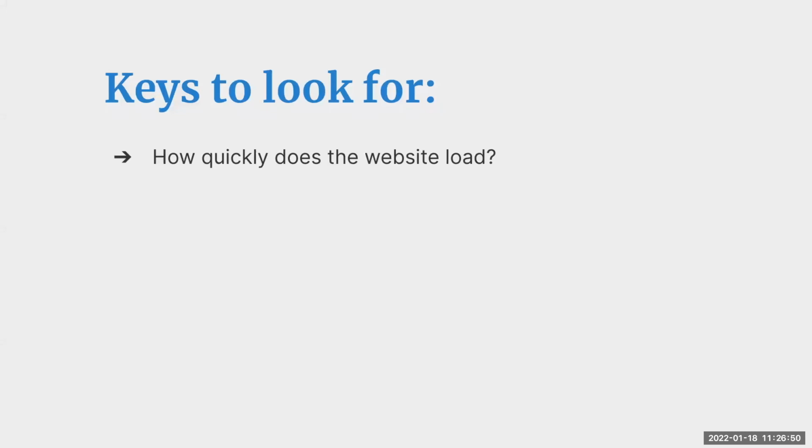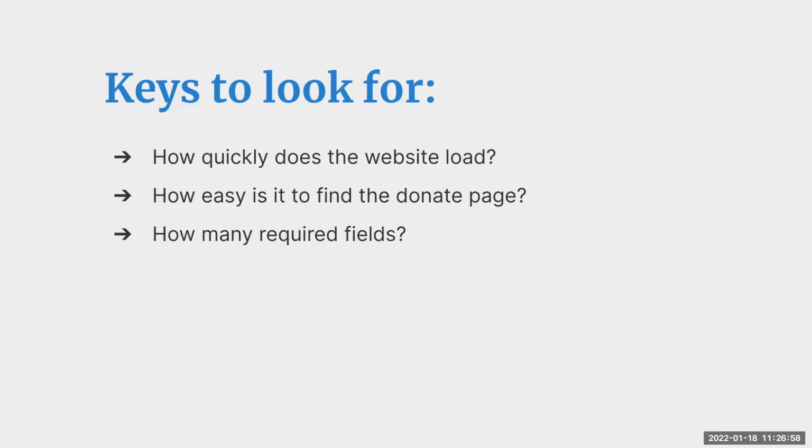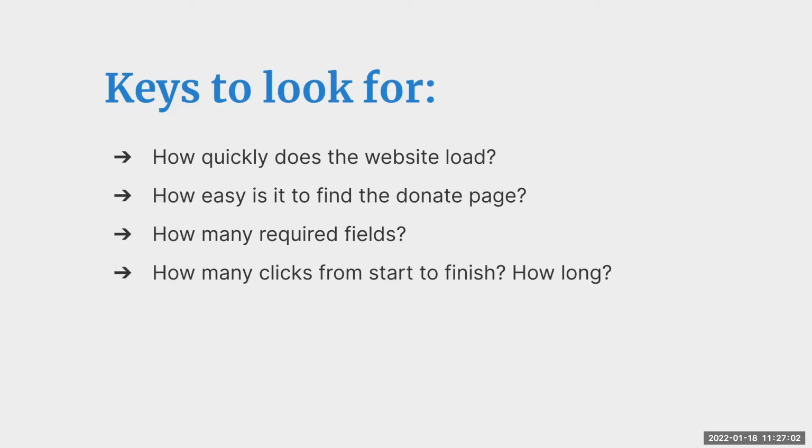And some of the things to pay attention to is how quickly does a website load? Is it easy to find your donate page or your application page, your programs information? How many fields are required for any of these submissions? Is it few, or is it very tedious to fill out? How many total clicks does it take start to finish for any given user journey, for your donate journey or for your volunteer journey? How long does that take? Put a timer on, try it.